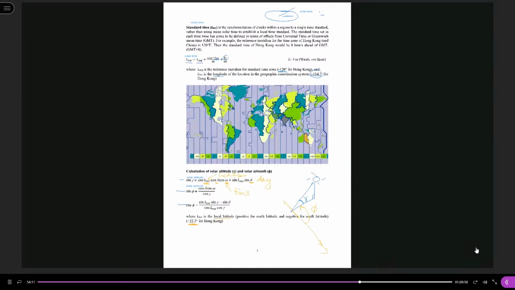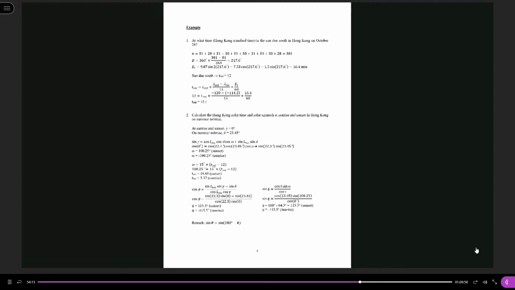And then in the later pages, there are some examples. I think we don't have enough time to go through all these examples, so I need you to read the examples yourself. And at the same time, I want to show you something more.